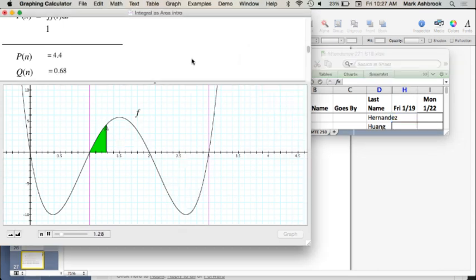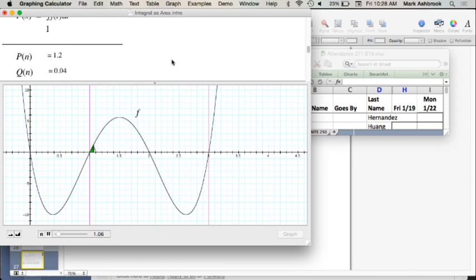All right, what did you come up with? First of all, what do you think p is? It's the rate of change of area, and it's also the value of the function. So the value of p is f. And what about q? The accumulation from 1 to 2.